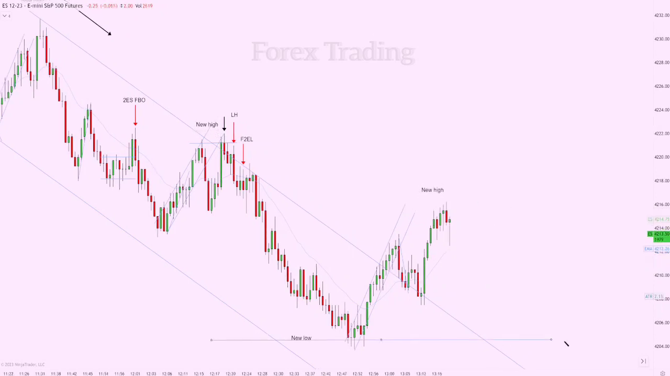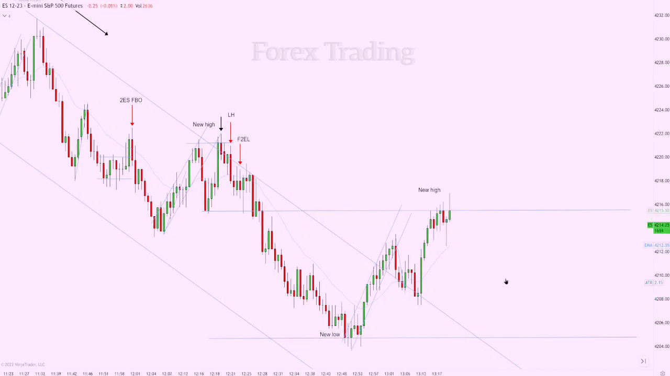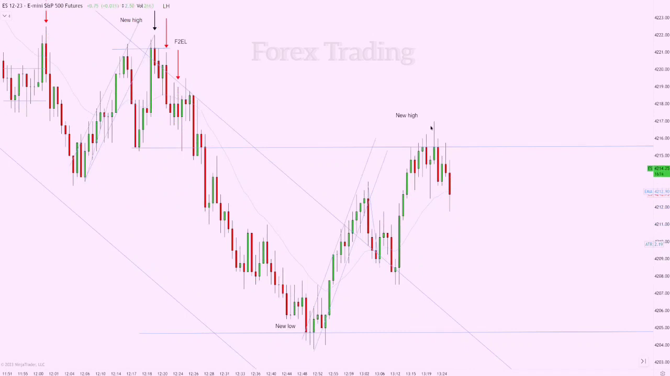Actually, we can treat it as new low, first entry short, second entry short. This is how I'm going to mark it. It doesn't really matter. You can treat it as a second entry short that is also acting as a lower high to this high. Now you have a valid second entry long, but the signal bar is bullish, so we can't really go long.